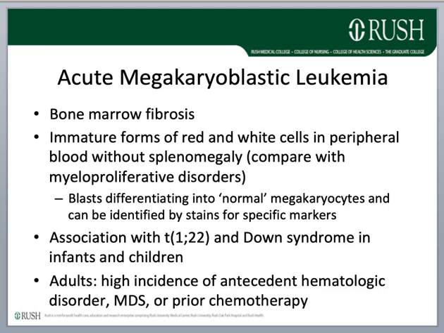Now, a high-yield fact is that acute megakaryoblast leukemia in infants and children may be associated with the presence of a t(1;22), as well as Down syndrome, trisomy 21. In adults, there's a higher incidence of antecedent hematologic disorder, myelodysplastic syndrome, or prior chemotherapy. So in adults, acute megakaryoblast leukemia is more associated with some kind of therapy-related AML.